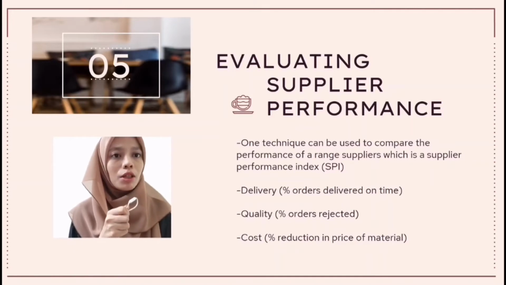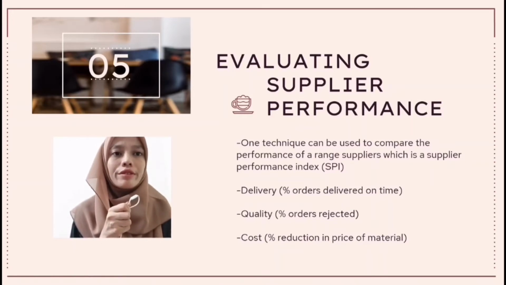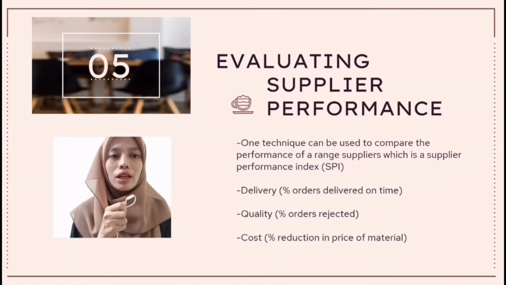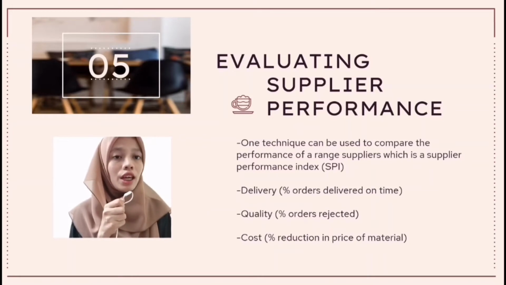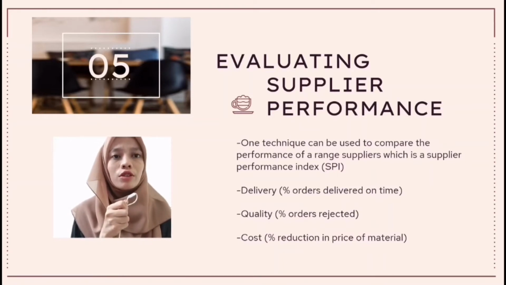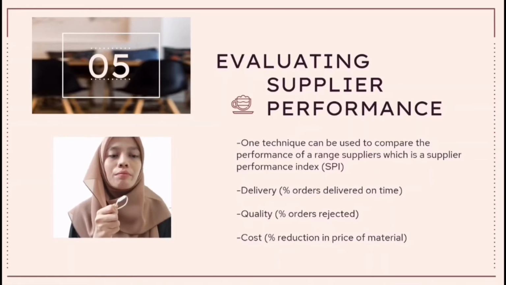One technique that can be used to compare the performance of a range of suppliers is the Supplier Performance Index, SPI. There are three factors that should be evaluated for supplier performance, which is delivery, quality, and cost. For delivery, the percent of orders delivered on time should be evaluated. Quality, the percent of orders rejected, and for cost, the percent reduction in price of material.